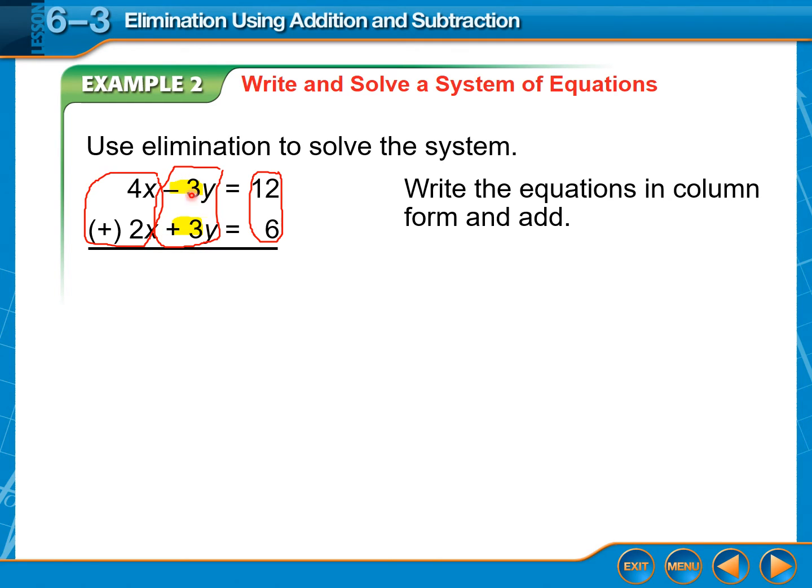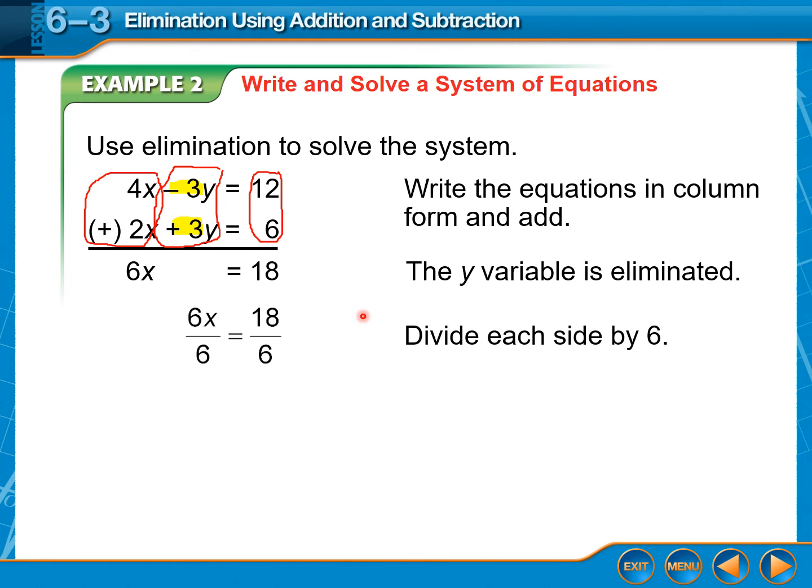The negative 3y and positive 3y cancel out and it's 0. And on the other side, 12 plus 6 is 18. So we're left with 6x is equal to 18 because the y variable is eliminated. So now how do I solve for x? Well, 6 times x is 18. I'm going to divide both sides by 6, which leaves me with x is equal to 3.